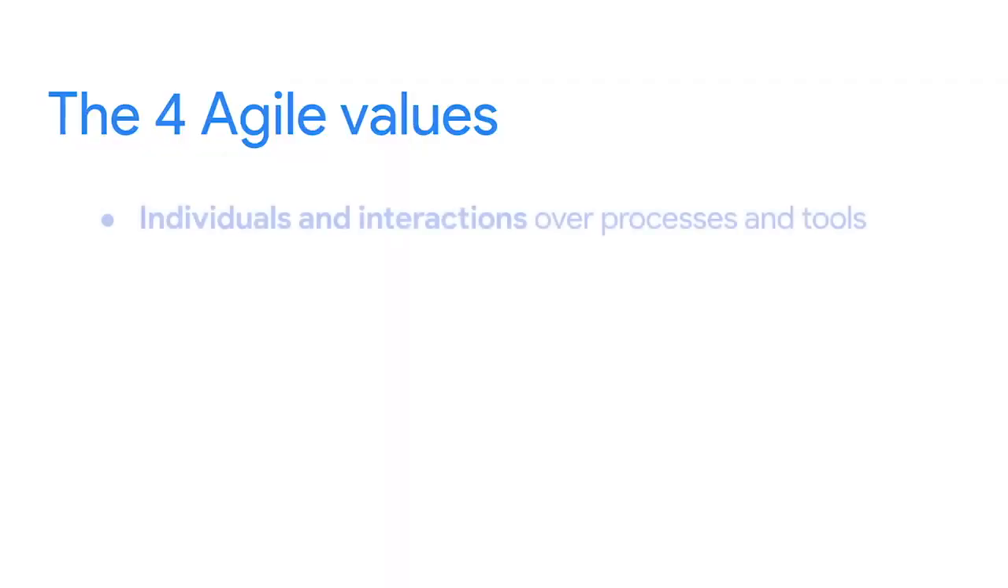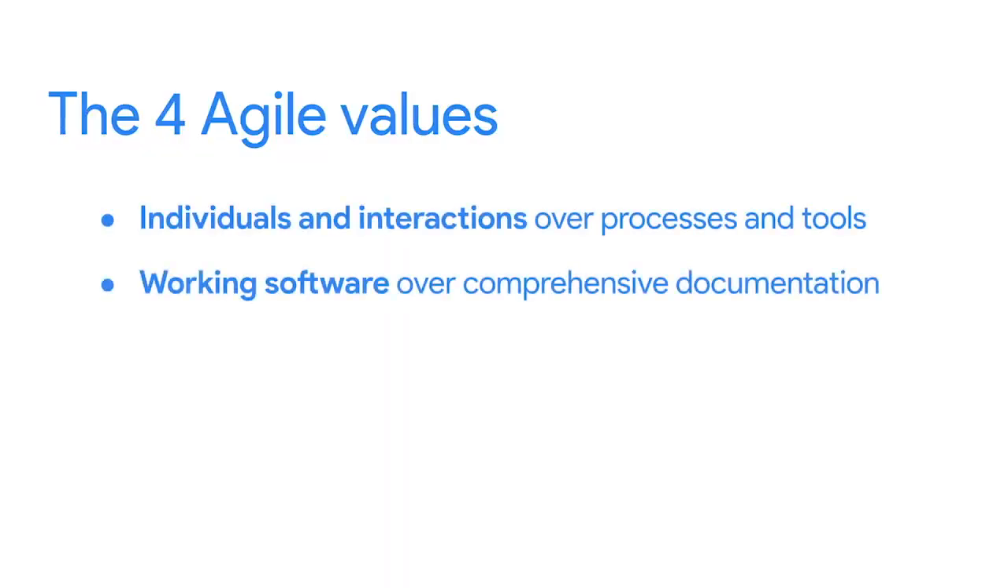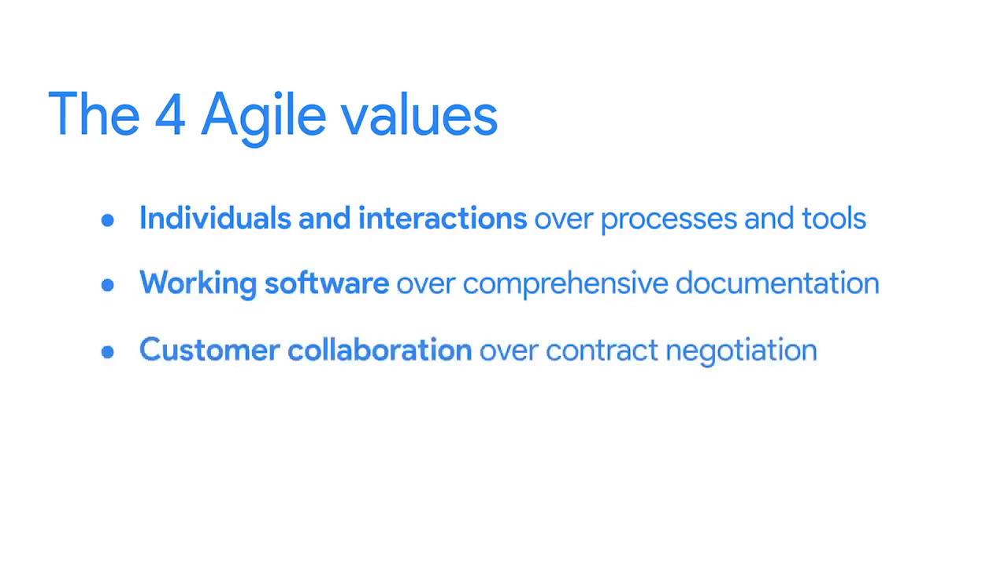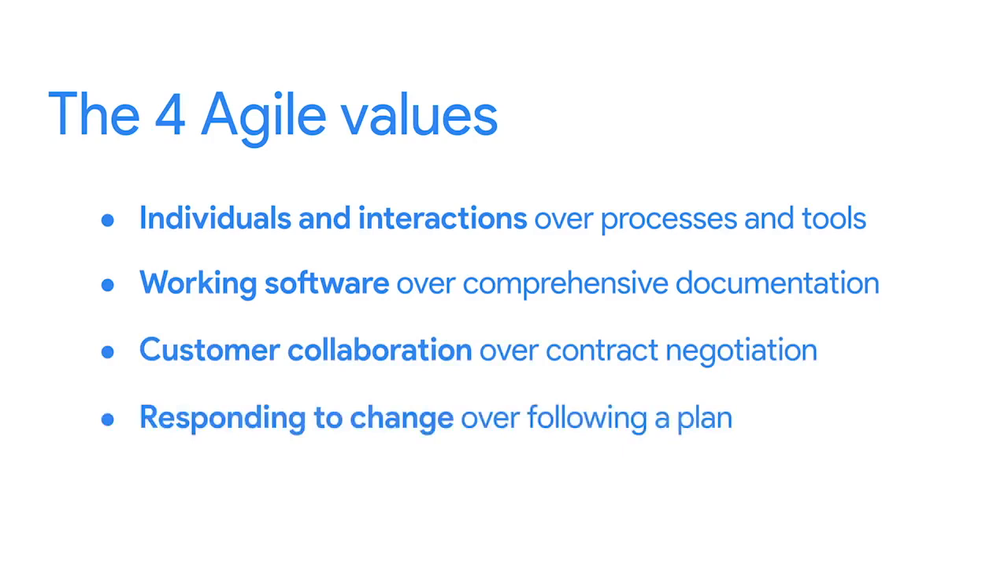So there you have it, the 4 Agile values: individuals and interactions over processes and tools, working software over comprehensive documentation, customer collaboration over contract negotiation, and responding to change over following a plan.